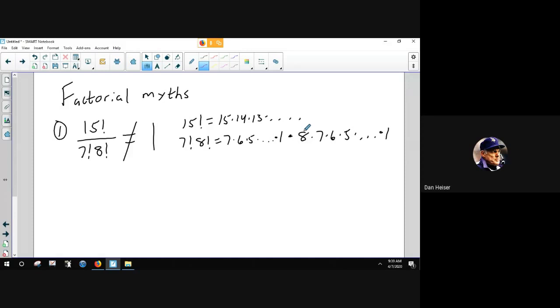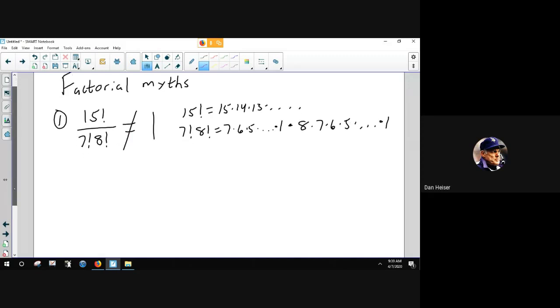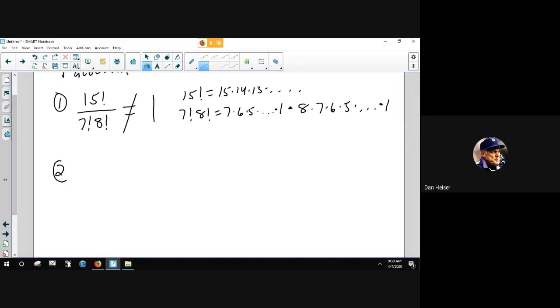They are not the same thing. You do not add these together to get a new factorial. This is all multiplication down here. There is no addition. Another myth.